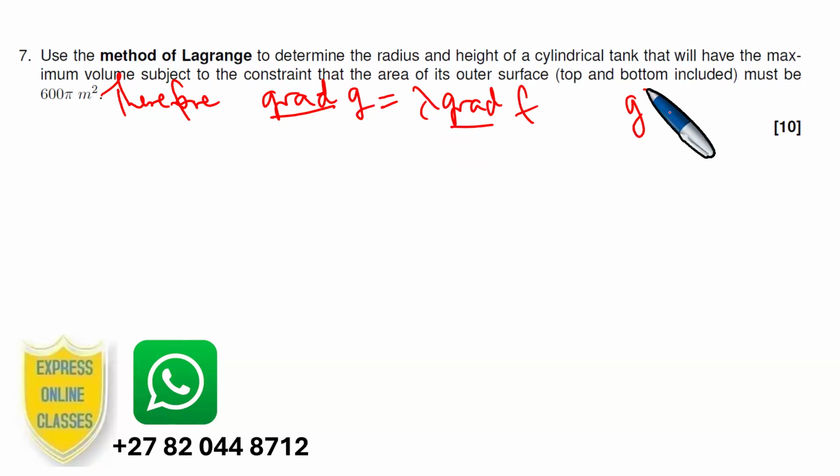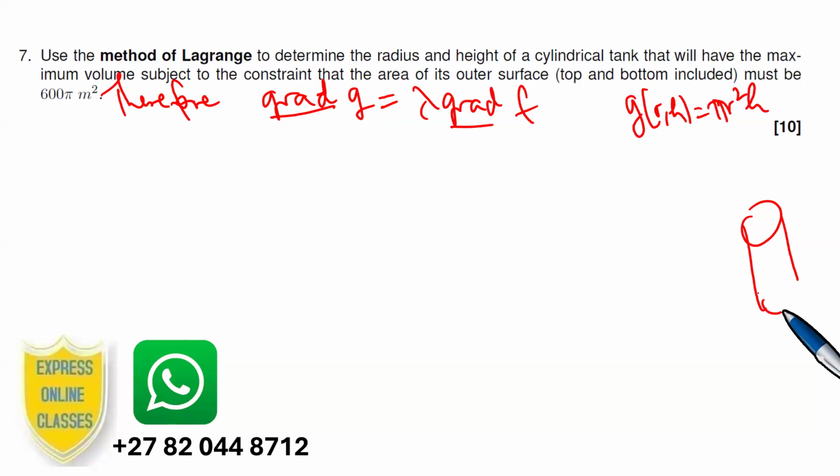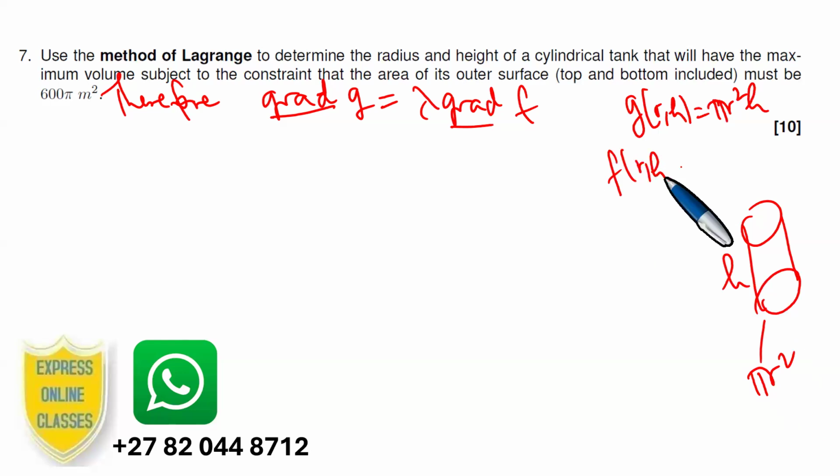G(r, h) is pi r squared h, which is the volume, because the can, the tank that is given like this, has a base that is a circle, pi r squared, times the height. F(r, h) is 2 pi r squared plus 2 pi r h.